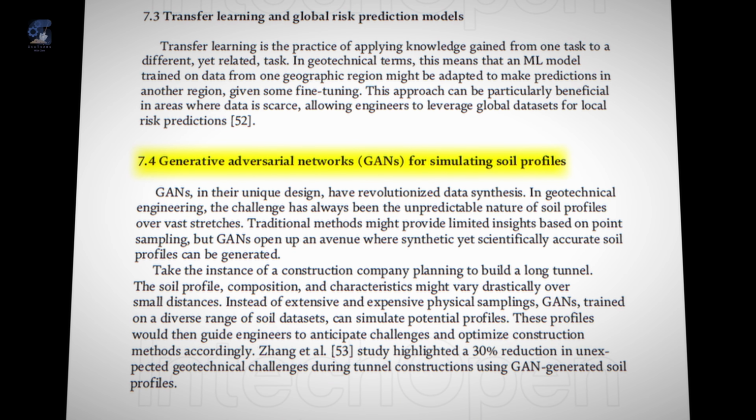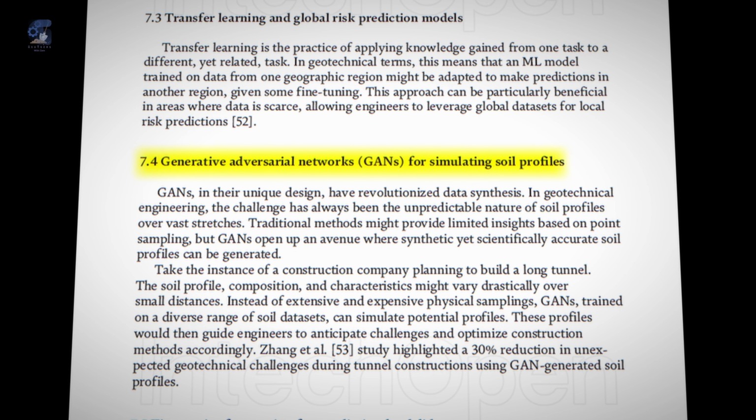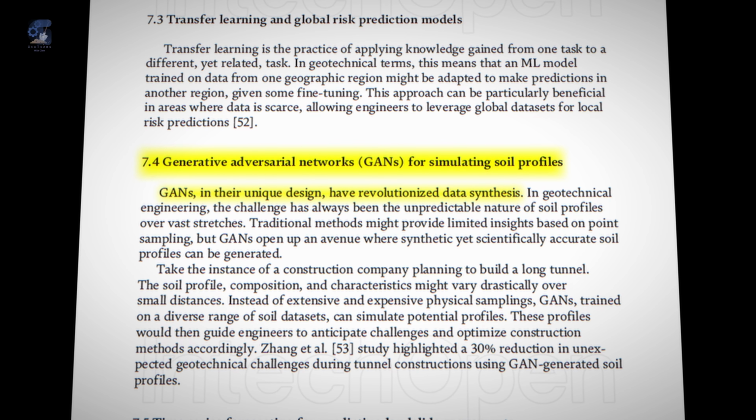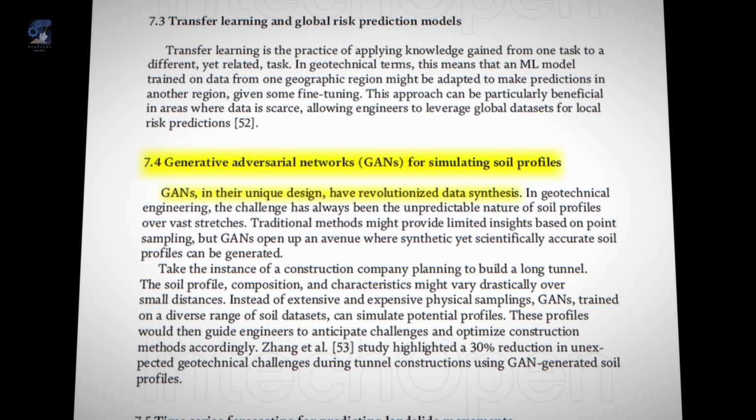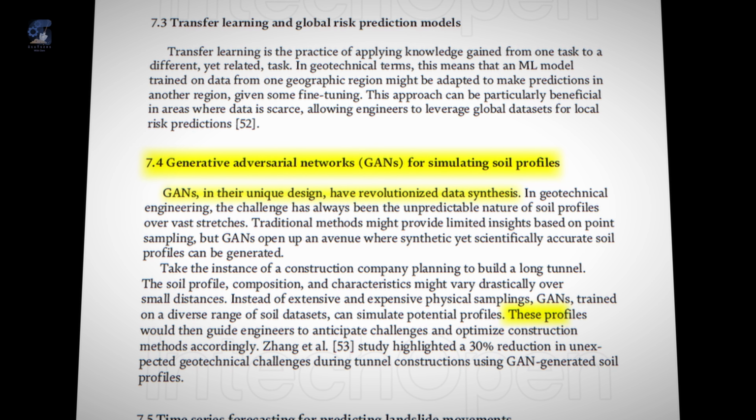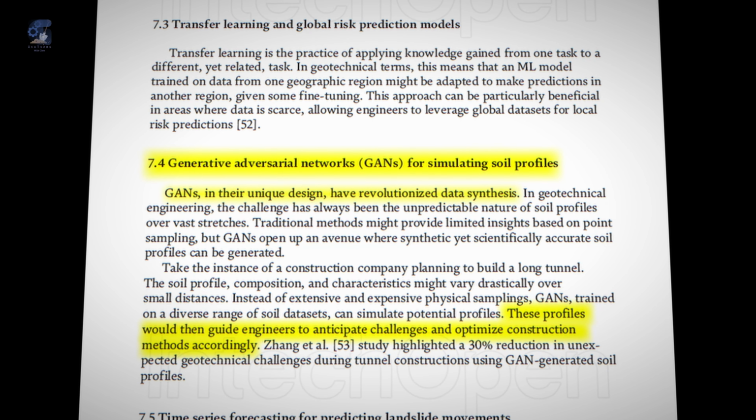Lastly, we have the generative adversarial networks. These are best at synthesizing synthetic soil profiles, which helps engineers simulate underground conditions in regions where physical sampling data is scarce. AI and machine learning models have been implemented in numerous real-world geotechnical projects globally, ranging from hazard mitigation and disaster response to optimizing large-scale construction processes.